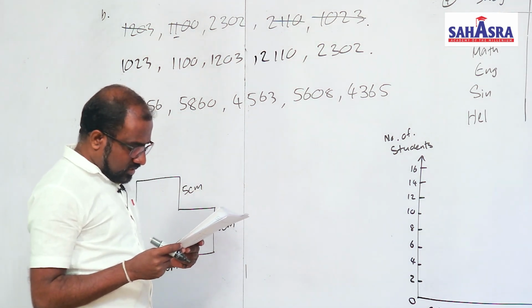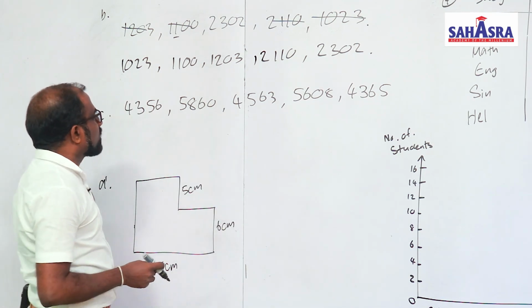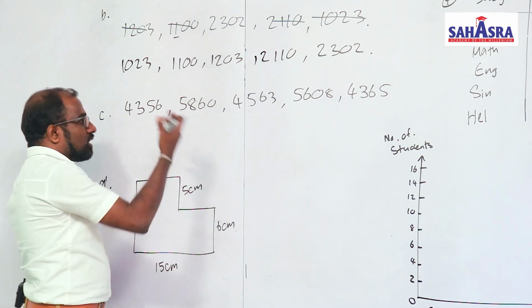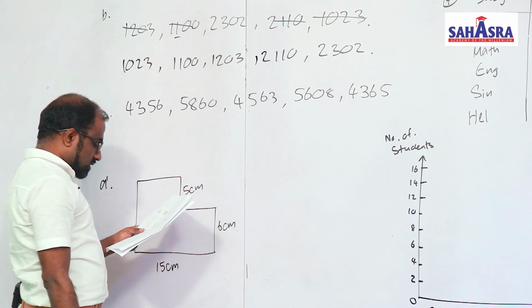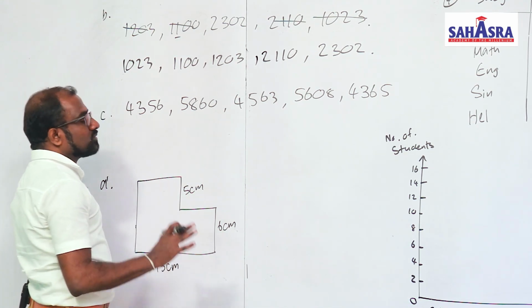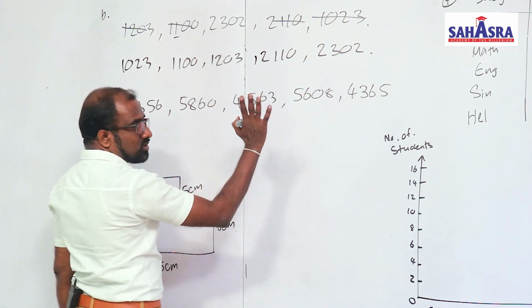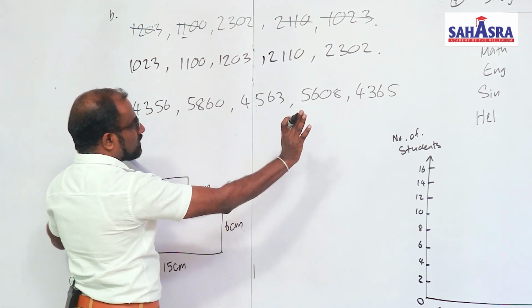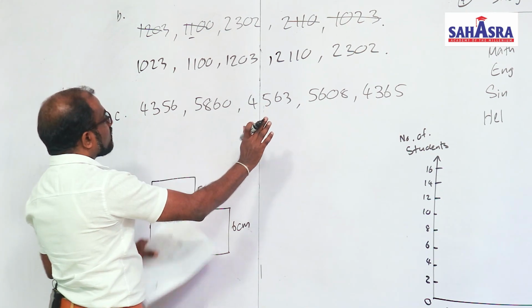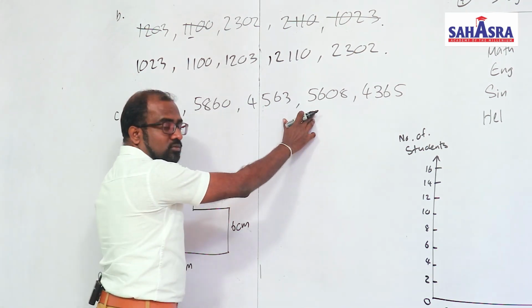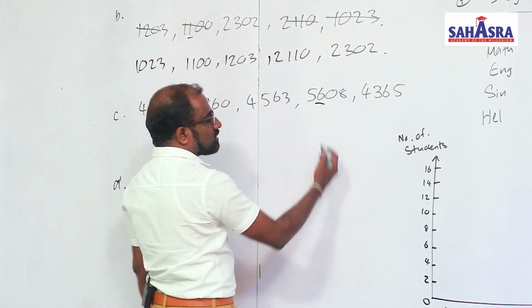Write the following numbers in the descending order, right? So here you are asked to write in descending order. That means largest number first, right? So what's the largest number here? Again check the place values. 4000, 5000. That's all you have. 4000s and 5000s. So the largest number should be a 5000 number. One out of these two numbers.